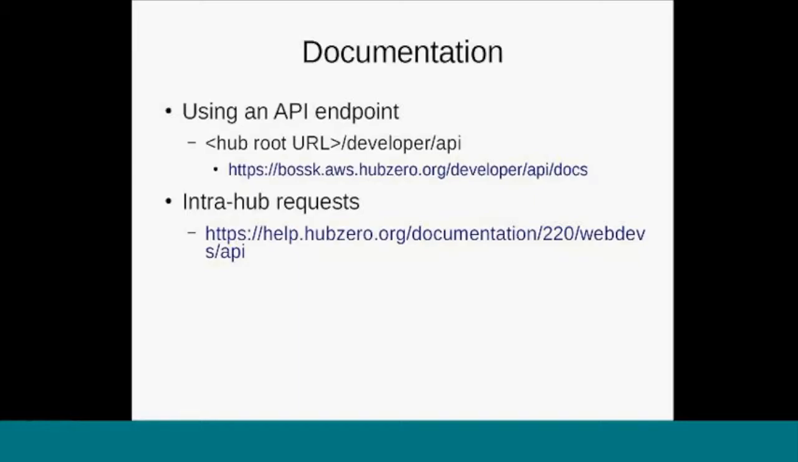And so that'll give you an overview on how to use the API primarily for intra-hub requests, meaning you're making requests to an endpoint from web pages that your hub serves. We also have a page that goes over intra-hub requests. So if you're trying to access a hub API endpoint from an external system, you can visit help.hubzero.org documentation 2.20 web devs API.